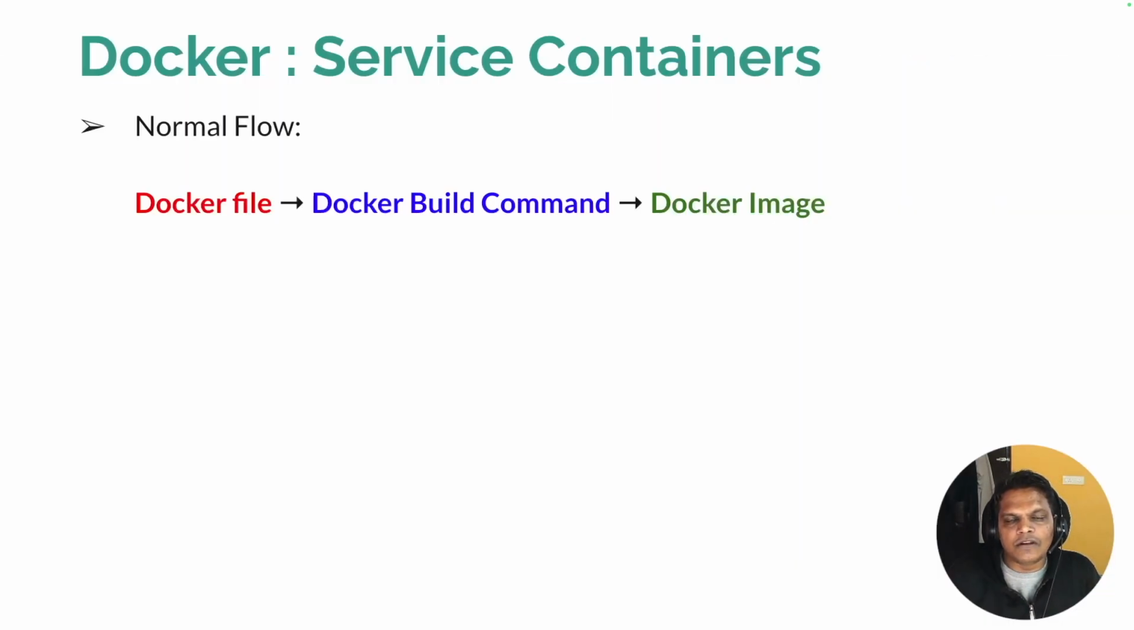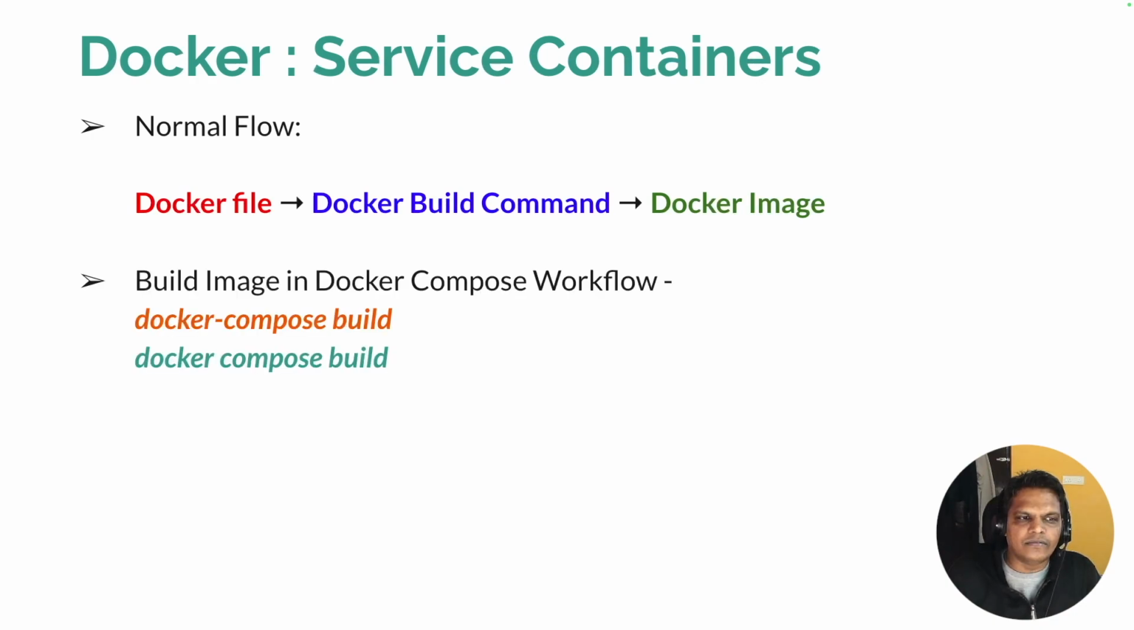So what is the normal flow of building the image in Docker? You need to write down the Dockerfile, then you need to execute the docker build command, and the docker build command will create your Docker image. But whenever you are building the image with Docker Compose, you just need to execute a single command, and the command is docker-compose build.